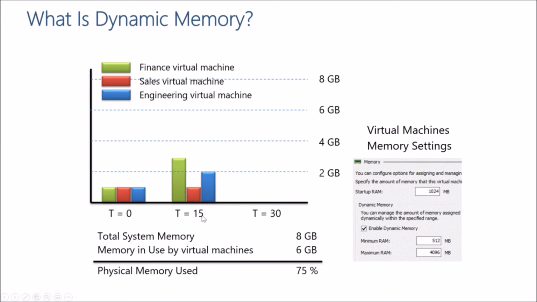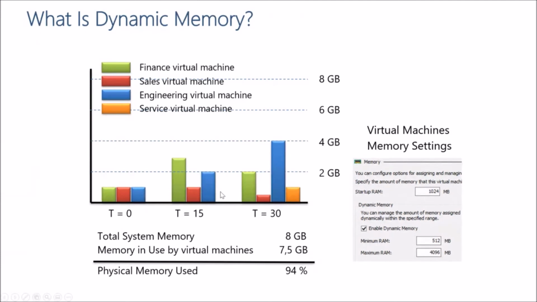Fifteen minutes later, we know that this virtual machine has stayed at 1 gig, whereas finance has gone up to 3 gigs, probably because that virtual machine is busier, and engineering has gone up to 2 gigs. At 30 minutes, a new virtual machine started up, and you can see that this one has dropped back to its minimum, 512, because it's not being utilized, and this one has gone to the maximum because the demand on this virtual machine has gone up, and this has dropped down to 2 gigs.